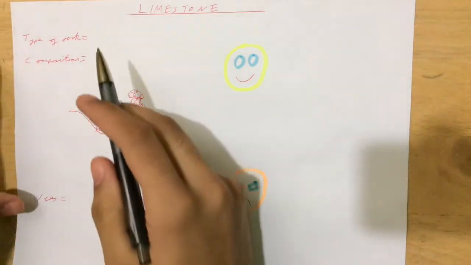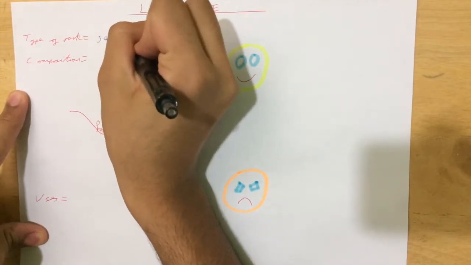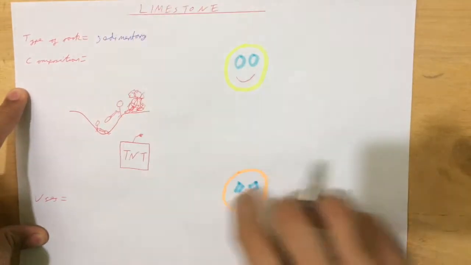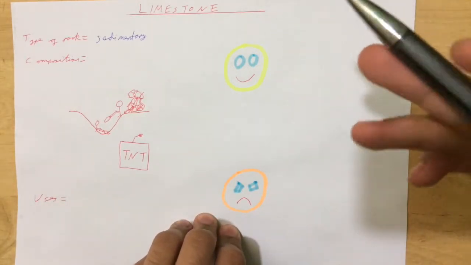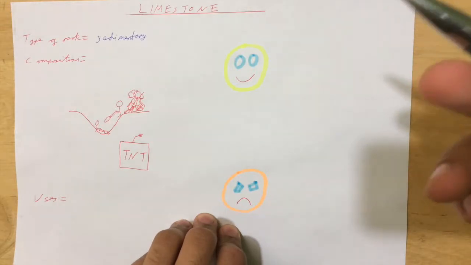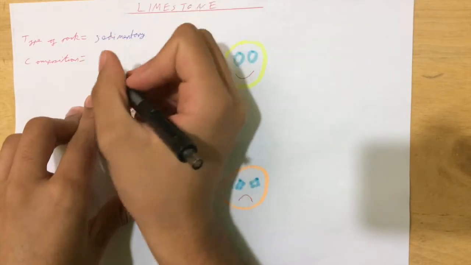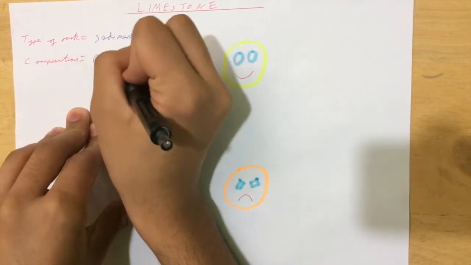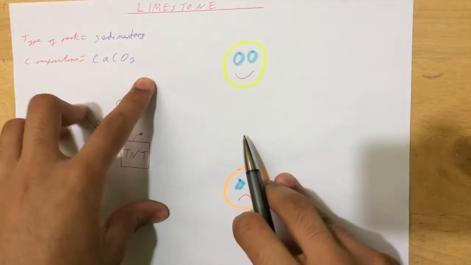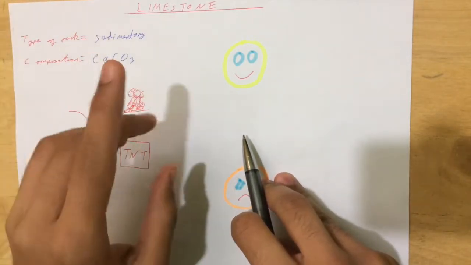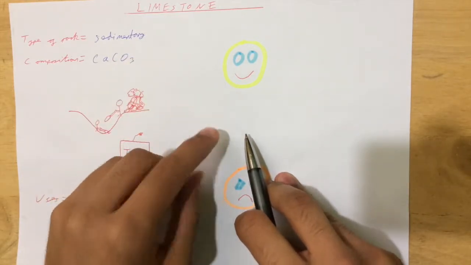Now, limestone is obviously a rock, but what type of rock? It is a sedimentary rock, which means that it's made of the remains of dead animals or plants compressed over millions of years. What is in limestone's composition? Well, limestone is mainly made of calcium carbonate, CaCO3. Do not get this confused. Limestone is not calcium carbonate, but it is mainly made up of it.